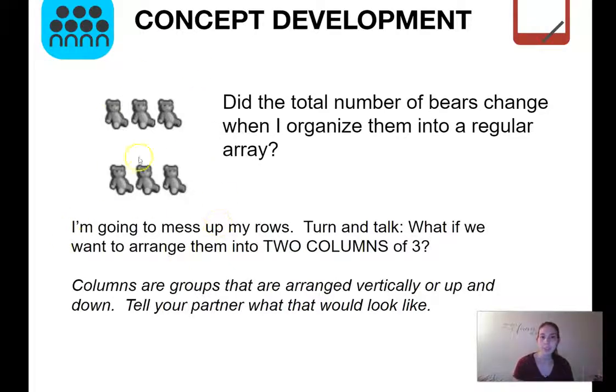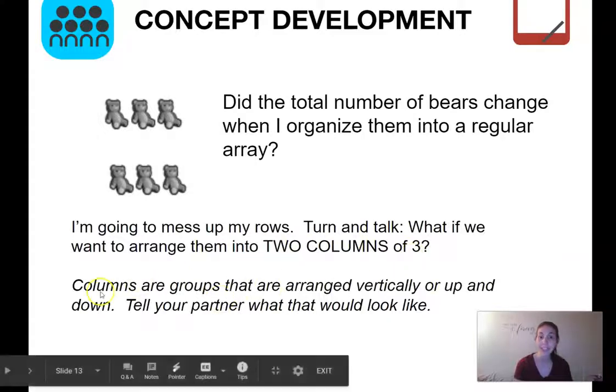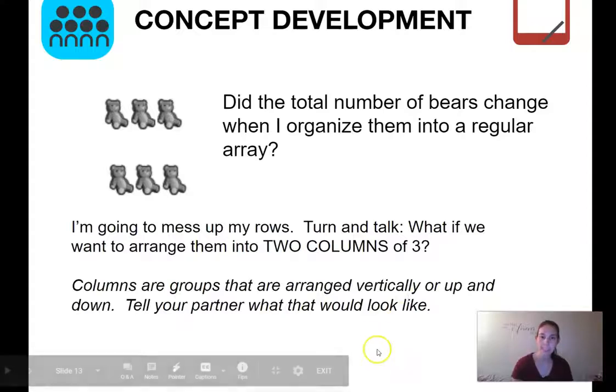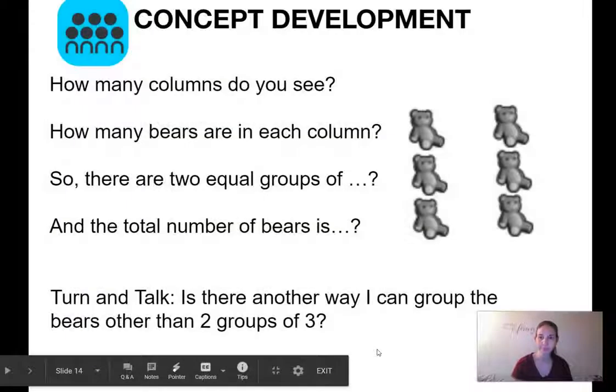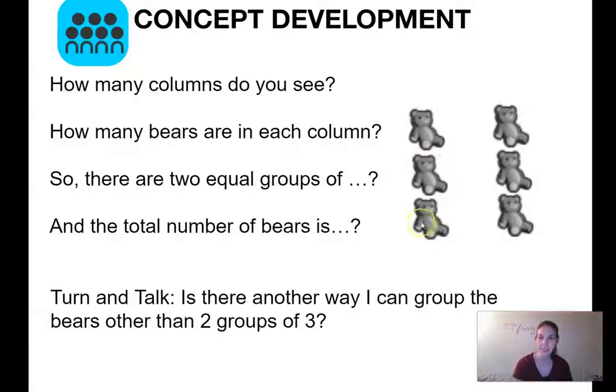Now, we could mix up these rows and we could make it into columns, 2 columns with 3 in each column. And columns are groups that are arranged vertically or up and down. Let's see what that would look like. Just like this. So these are columns. There are 1, 2 columns. How many are in each column? 1, 2, 3. How many are in this column? 1, 2, 3. So there's 2 columns and there's 3 in each column.